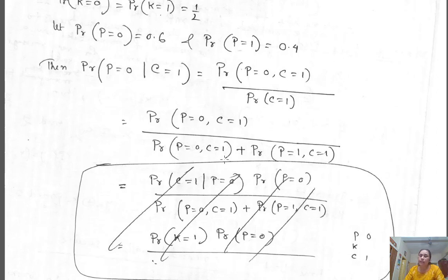So I can rewrite it in this way: probability of C equal to 1 equals probability of P equal to 0, C equal to 1 plus probability of P equal to 1, C equal to 1. C is 1, P can be 0, P can be 1. Now you write it with backward conditional probability this way. This joint probability can be written as probability of C equal to 1 given P equal to 0 times probability of P equal to 0, and the denominator you can also write in this way. Essentially we are using Bayes theorem.